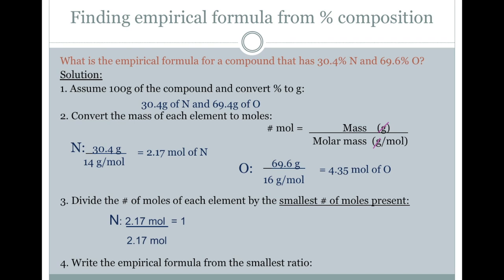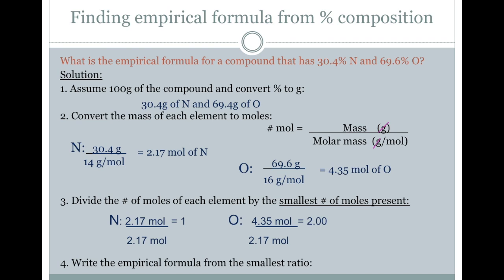What do I mean by this? Let's take the smallest number present. There's 2.17 moles of nitrogen and 4.35 moles of oxygen. That means there's less nitrogen present. That's the smallest amount. So we're going to divide 2.17 by 2.17. That means we make essentially 1 for nitrogen.